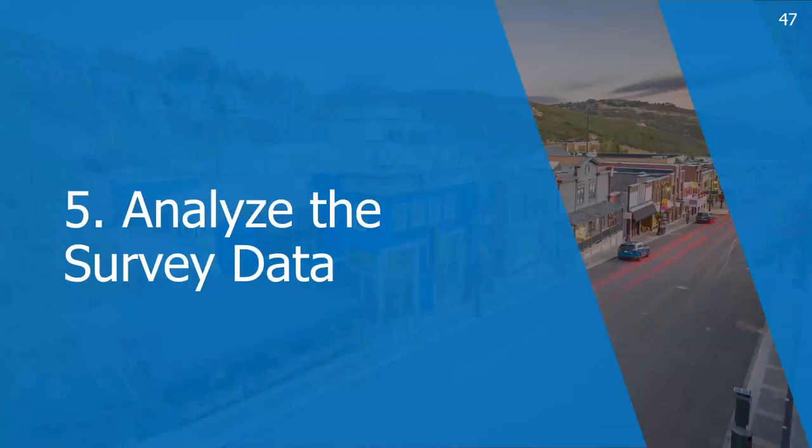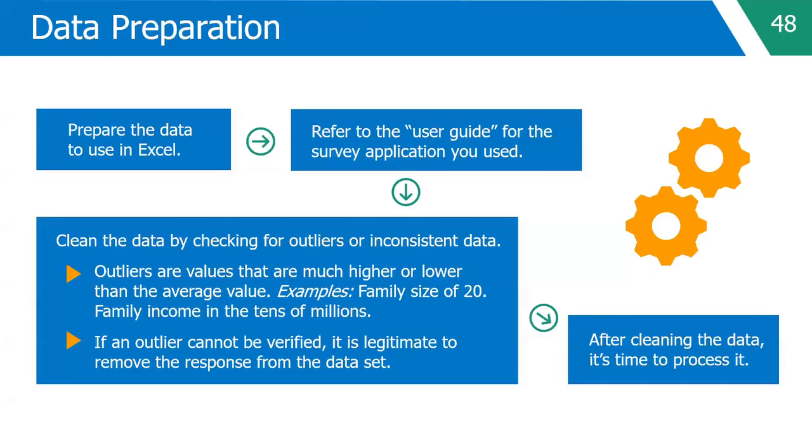Okay, next we'll talk about analyzing the survey data. We're going to prepare the data, probably using Excel, and there will be a user guide if you used one of the survey applications that we provided a template for. You're going to clean that data by checking for outliers or inconsistent information. Outliers are values that are much higher or much lower than the average value. For example, a family size of 20. That is pretty high. You're not going to see too many of those. It might be correct, so you want to try to verify that if possible.